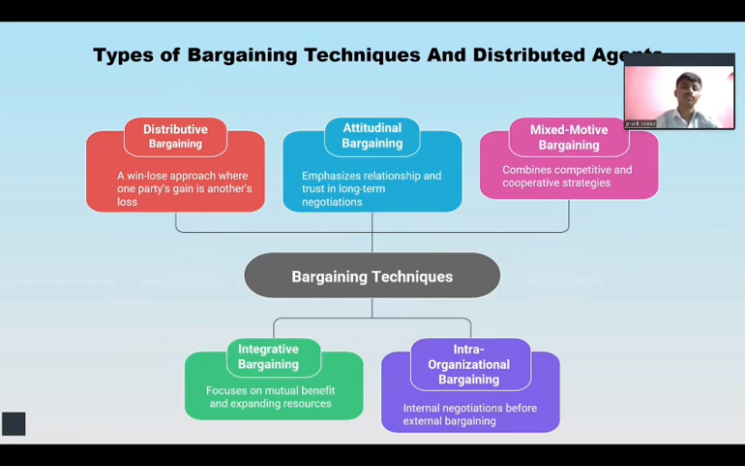Distributive bargaining, mixed motive bargaining, interactive bargaining, intra-organizational bargaining. Now we will see some information about this.